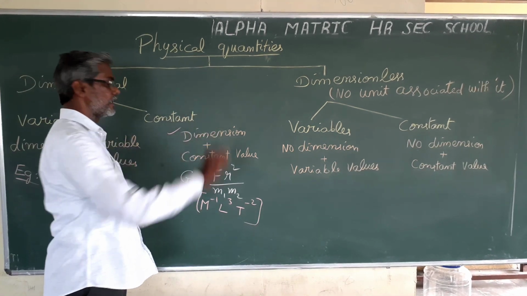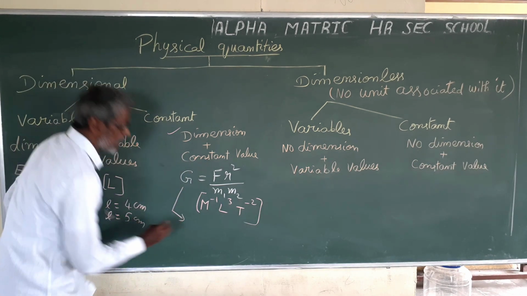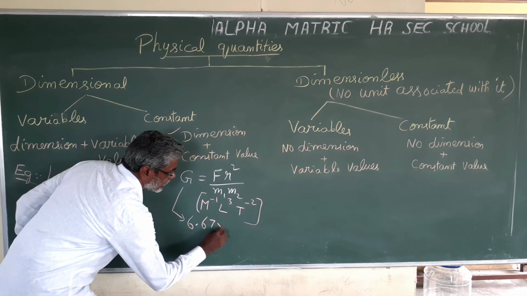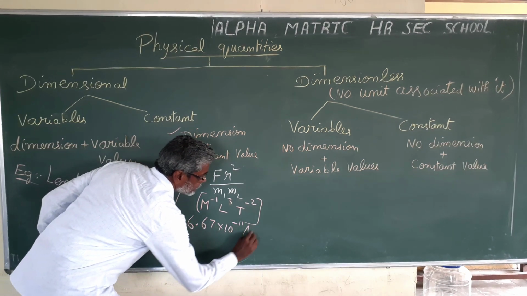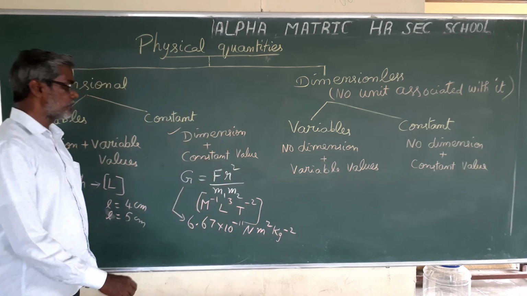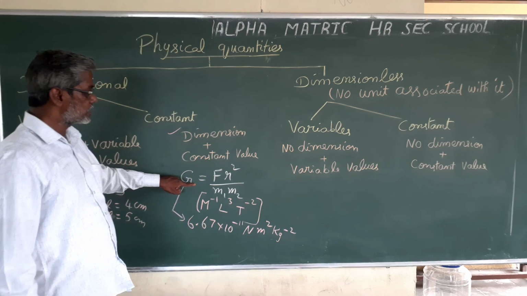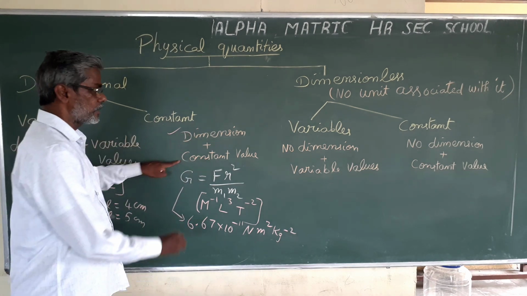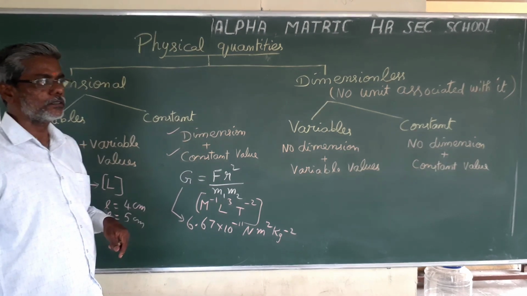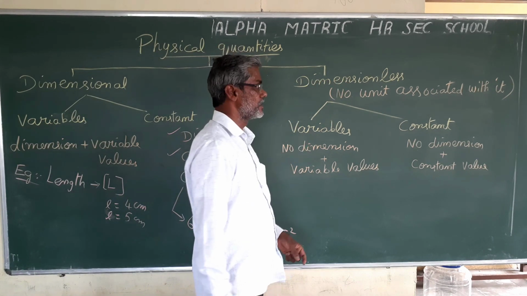So it has dimension. Now you see this G has a constant value, 6.67 × 10⁻¹¹ Newton meter square kilogram⁻². So this gravitational constant has dimension, and at the same time, a constant value.